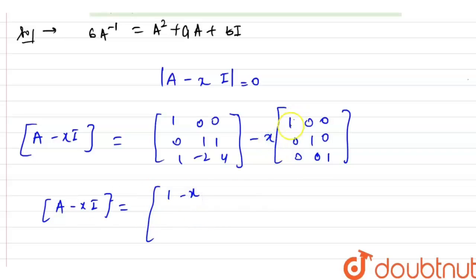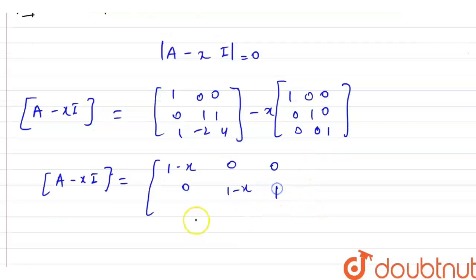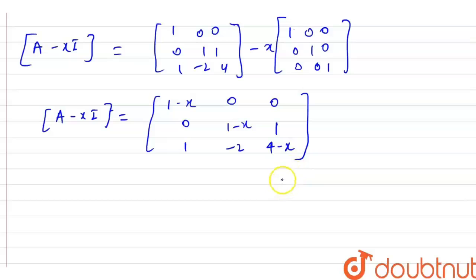I can multiply this thing here. Okay, 1 minus X, 0, 0. Here it will be 0. It will be 1 minus X. It should be 1. It will be 1. It will be minus 2. It will be 4 minus X. Okay, so this should be my A minus X into I matrix.